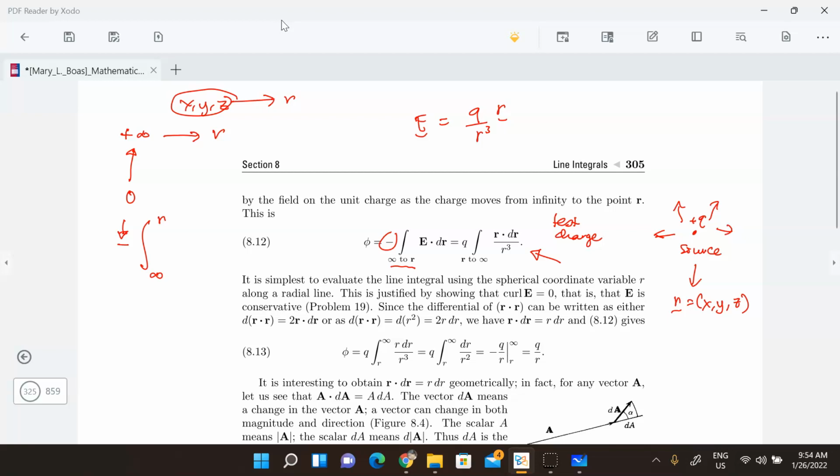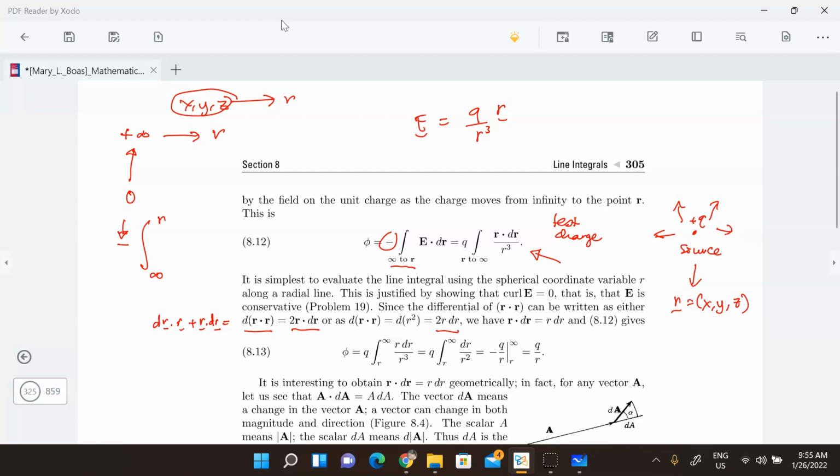If you take d of r dot r, what do you get? You get dr dot r plus r dot dr. Okay, but because your dot product is commutative, you can change order. Then this gives you 2r dot dr. Okay, but r dot r is essentially r squared. So d of r squared is now given in terms of 2r dr.